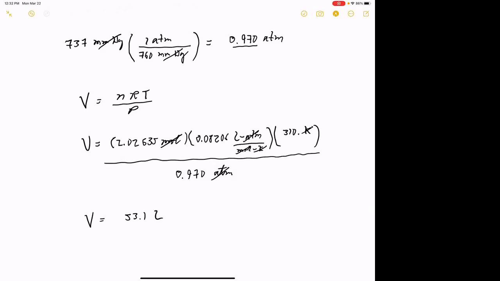53.1 liters, but they wanted milliliters, didn't they? But that's easy. So we know that 1 liter is 1,000 milliliters. That's an easy one to do and remember. And I end up, to 3 sig figs, with 5.31 times 10 to the 4th milliliters. There you go. Okay, so a pretty straightforward example there.